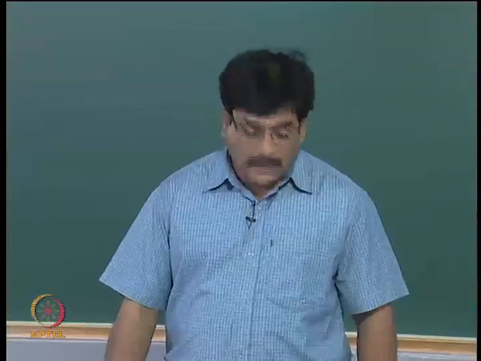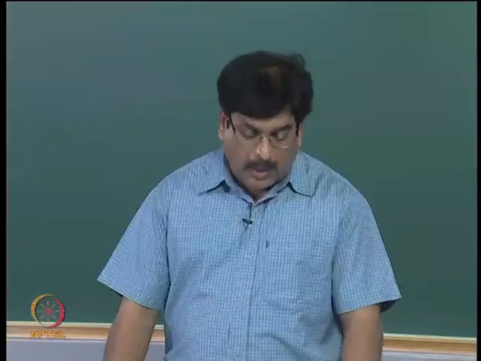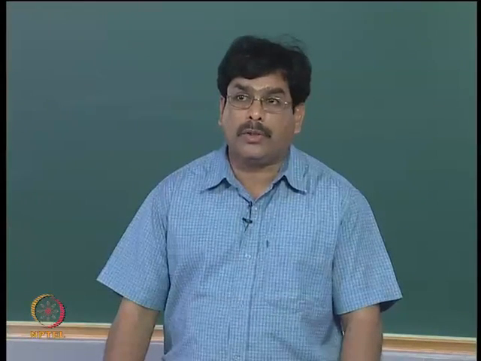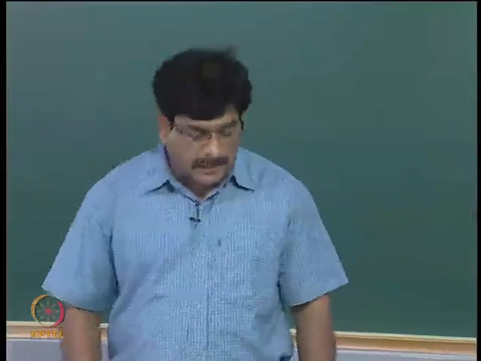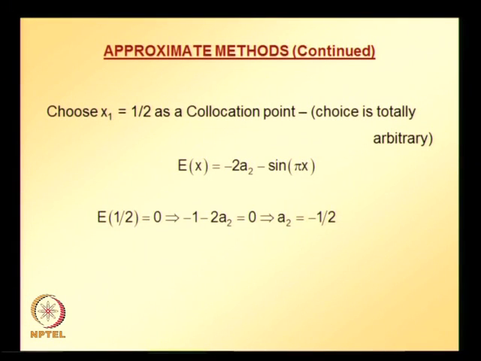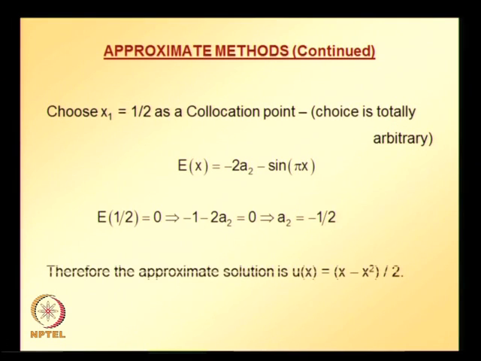the residual is given by this, we already noted this. So now substitute x equal to 0.5 into this and force the residual to 0. We get one equation, one unknown, so we can solve for A2. Once we get A2, we can substitute it into the admissible trial solution to get the approximate solution. The approximate solution using the collocation method turns out to be x minus x squared divided by 2.